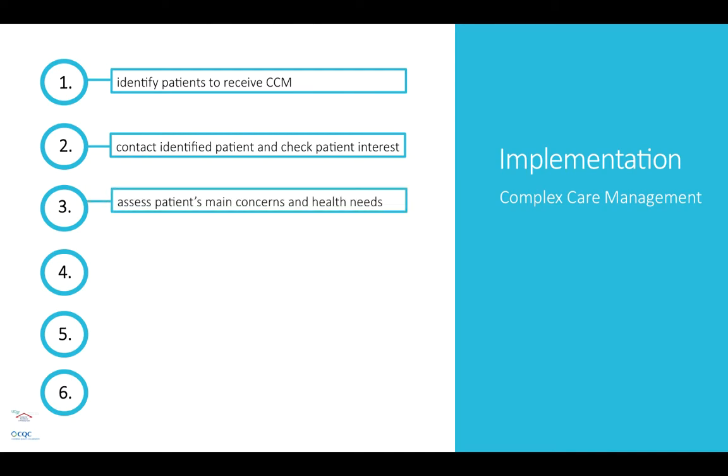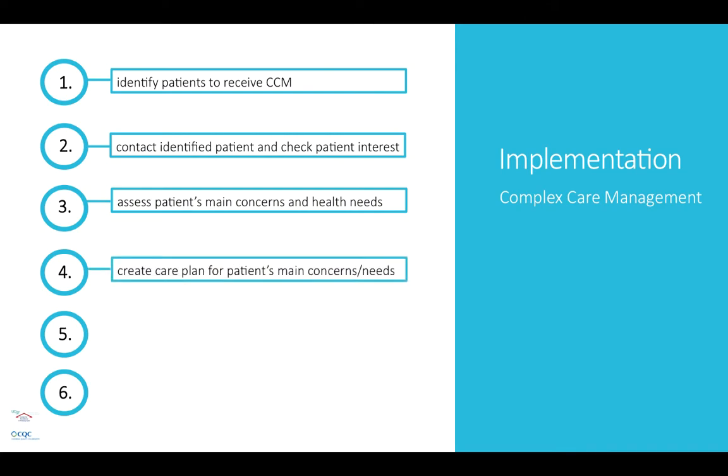Make an assessment of the patient's main problems. This assessment is often not done all at one time, but it is done little by little as the complex care management team gets to know the patient. Make a care plan for the patient's main problems. This is also done little by little, starting with the problems that the patient identifies as the most important.